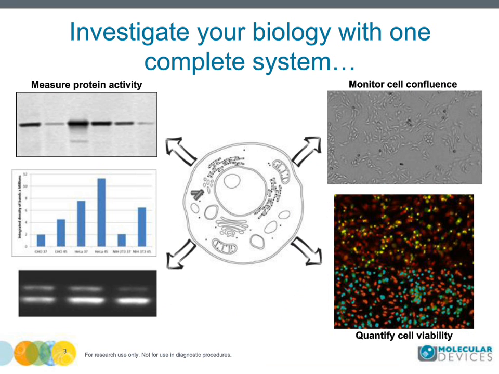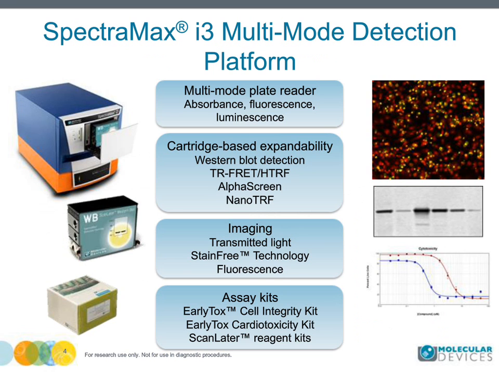We'll be looking at a number of different assays that are performed on the same platform, including measuring protein activity and expression, monitoring cell counts and cell confluence, and also quantifying cell viability. The system that I'll talk about is called the SpectraMax i3 multimode detection platform. It's a multimode plate reader with 3 detection modes automatically on board. Those are absorbance, fluorescence, and luminescence.